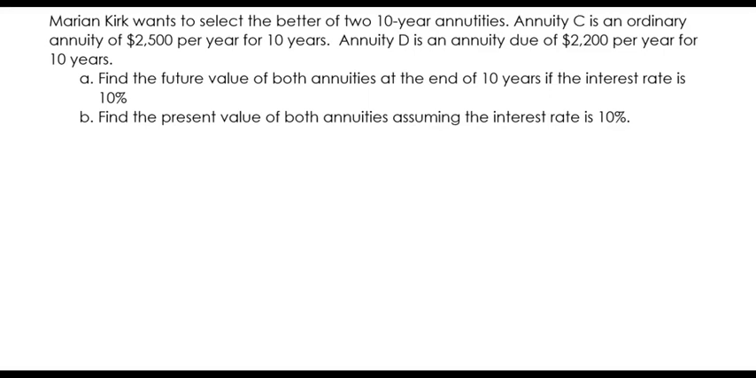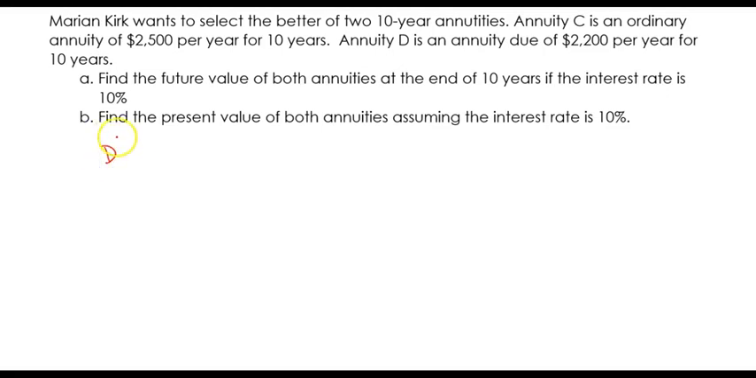Okay, number 6, Marion Kirk wants to select the better of two 10-year annuities. Annuity C is an ordinary annuity. Remember, that happens at the end of the period. It pays $2,500 a year for 10 years. Annuity D is an annuity due of $2,200 per year for 10 years. So you receive that at the beginning of the year rather than the end. So if we're assuming that the rates are 10%, let's find the future value and the present value of both of these annuities. So let's write down what we know is going to be true across all scenarios.